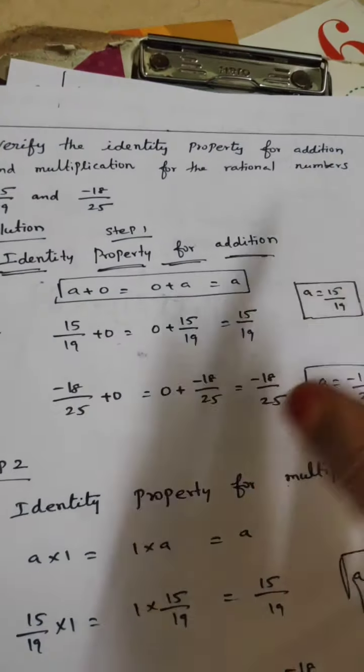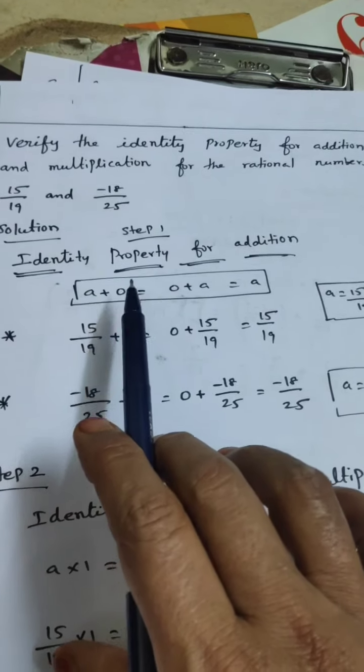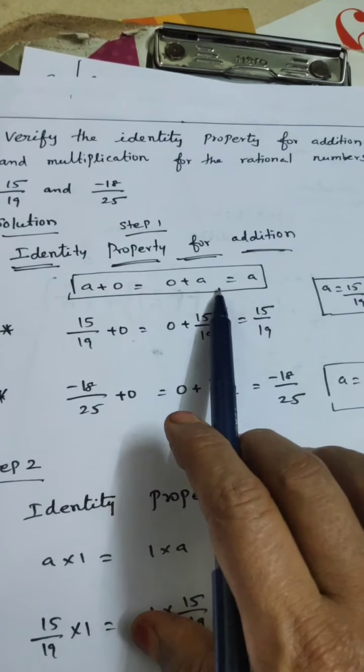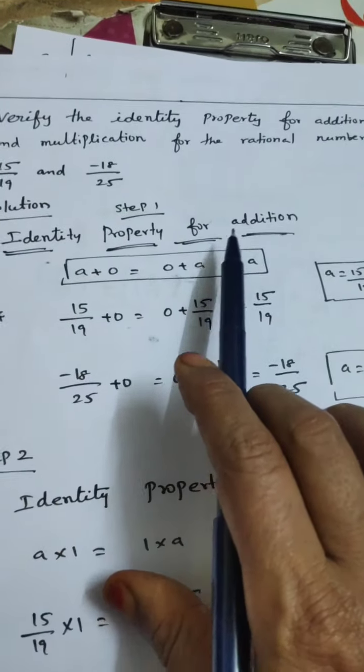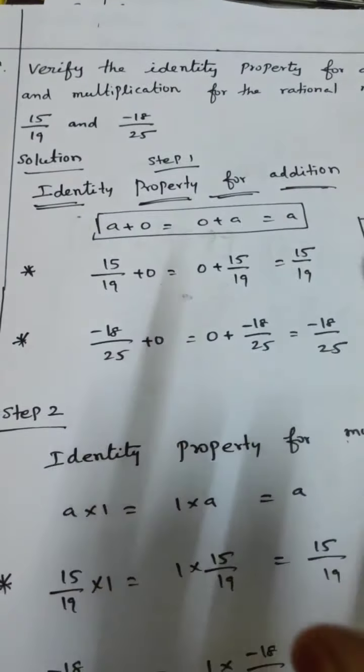What is the formula? See and write in the chart. A plus 0 is equal to 0 plus A equal to A. This is the formula. Which formula? Property for addition. Very easy, this sum.